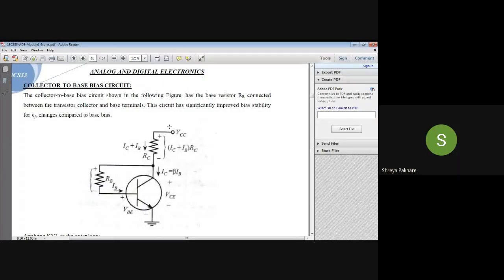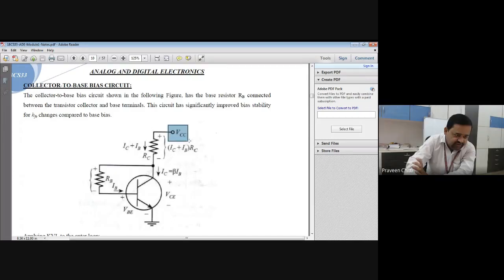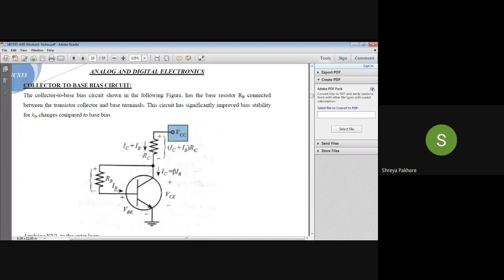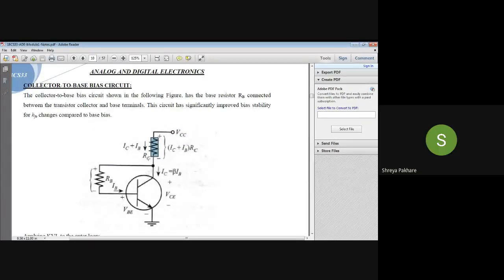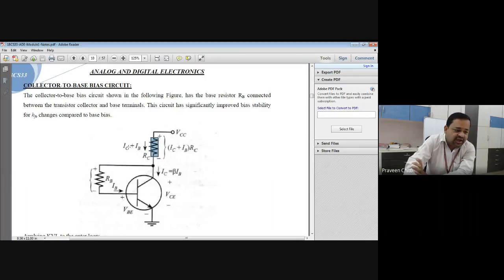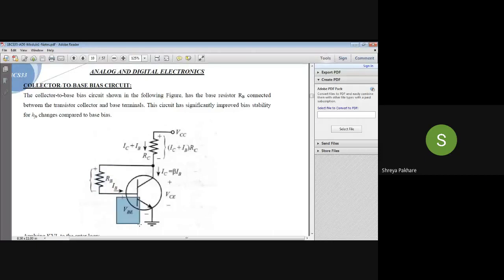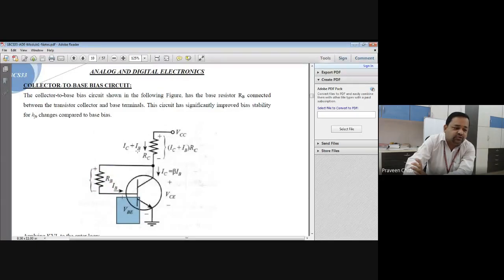Yes. So VCC is equal to IC plus IB into RC. Very good, because the current flowing through this resistor is the sum of these two currents. So VCC equals (IC plus IB) into RC, then plus RB into IB, plus VBE. VCC equals (IC plus IB) into RC plus IB into RB plus VBE. That is the KVL for the input.